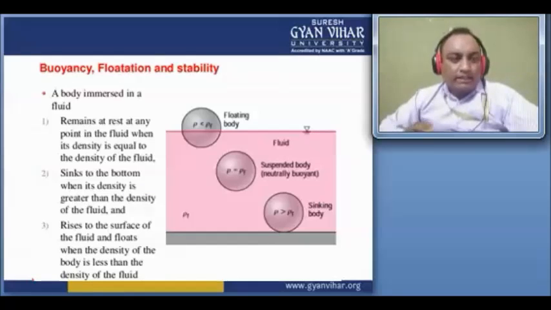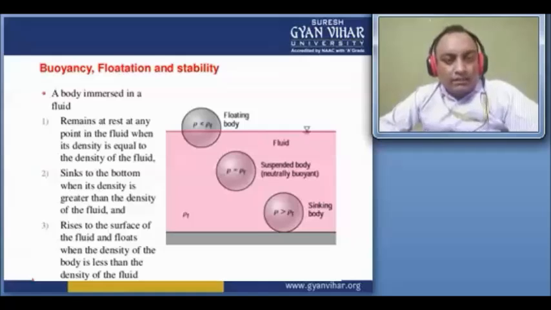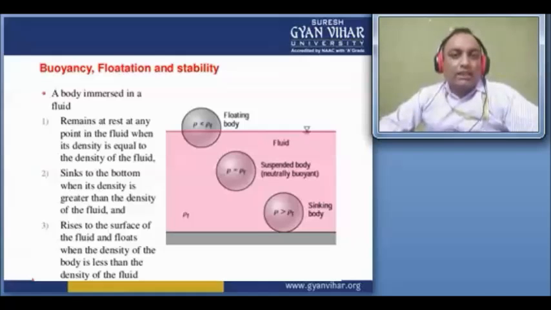Then move to the next slide. This diagram shows the stability diagram of the object, but here stability is defined by the density of the object and the density of the fluid, right?